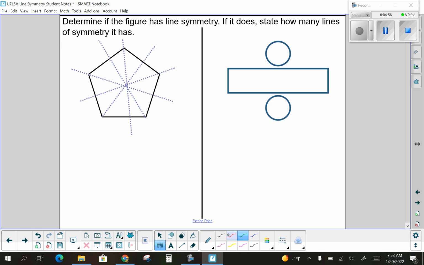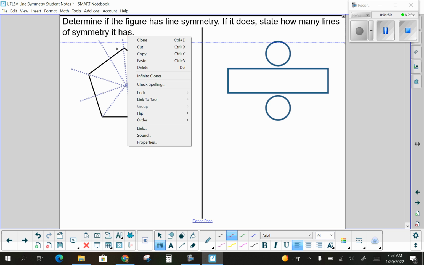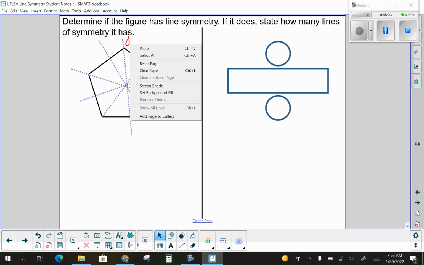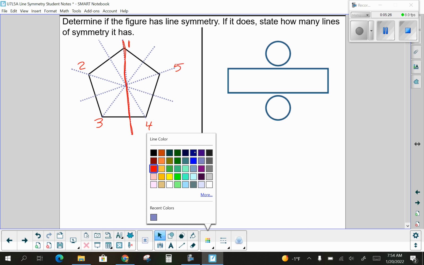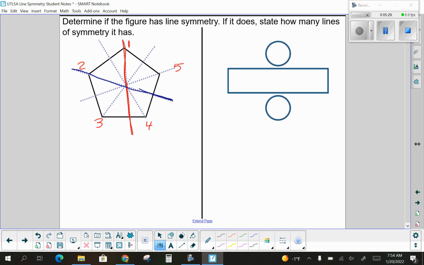I can extend each one of these, each individual line. Let's count how many lines I drew. 1, I went from each corner. 2, 3, 4, 5 separate lines of symmetry. We had 1 that went this way, 2 going this way, 3 going this way, 4, and 5. So this one has 5 lines of symmetry.